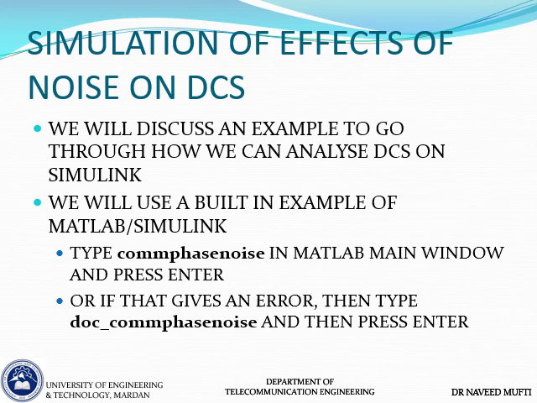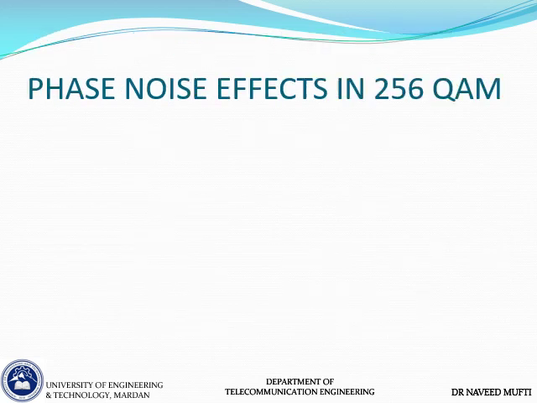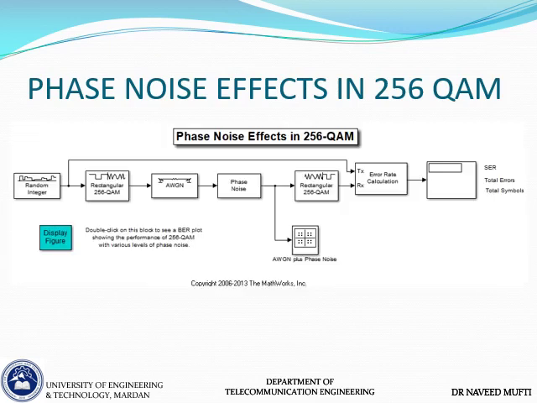It will take some time, but it will load a pre-designed, pre-saved model. The title of that model is Phase Noise Effects in 256 QAM, and that model will look like this. So this is what you should be looking at after following those commands that I mentioned in the previous slide. As you can see, this is the digital communication system on your screen.